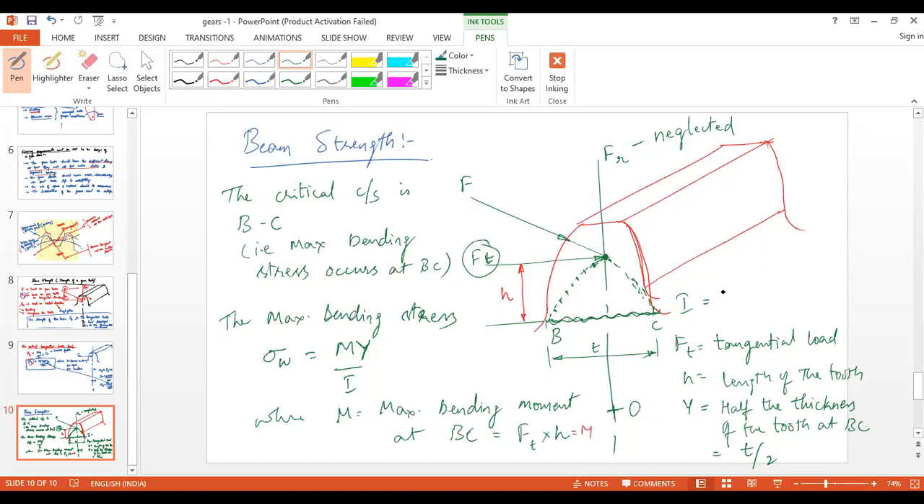So here, if I write bd cube by 12, then what is d? Depth, sir. Thickness. So it is bd cube by 12, that is correct, but here it is b t cube by 12. It is not d, it is t, the thickness.